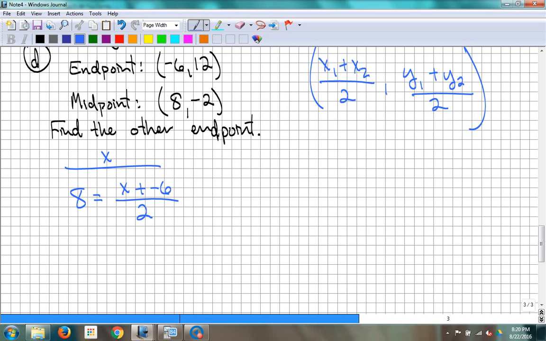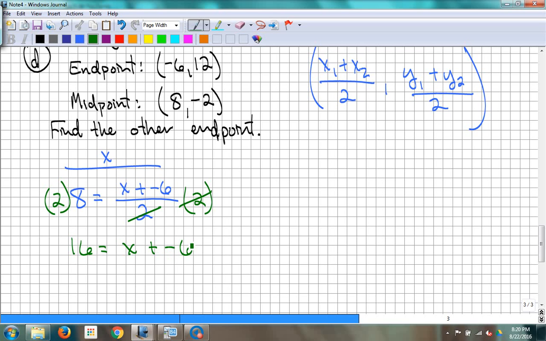We don't know one of the x's, but we know the -6 is an x for an endpoint. We don't know that other endpoint, but we know the midpoint's 8 for the x value. So we set it equal to 8, and then we work this problem. Well, I could multiply by 2 to get rid of that because they're dividing by 2. The opposite of that is multiply by 2. Cancels that out. That gets us 16 over here.